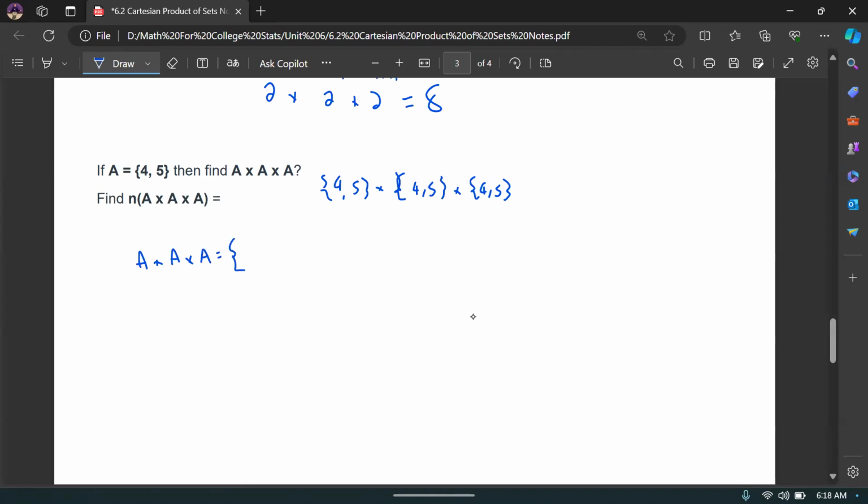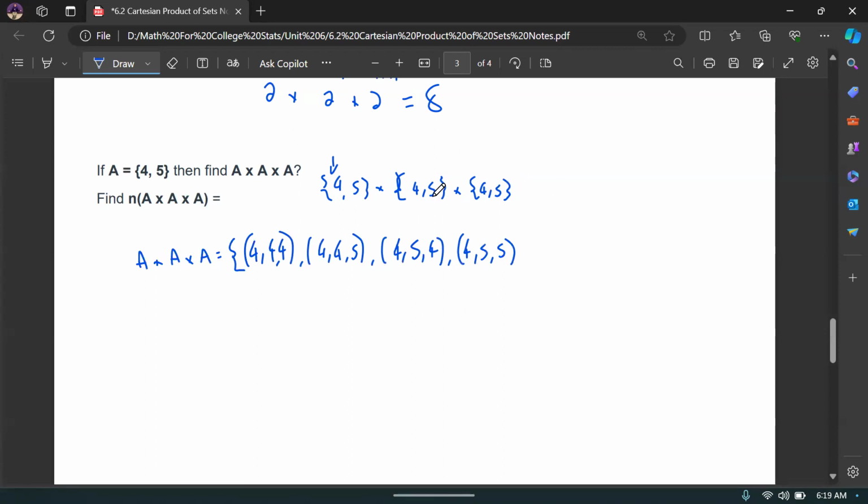So we're gonna start with this 4. So we'll have 4, 4, 4, 4, 4, 5, 4, 5, 4, and 4, 5, 5, right? Just every combination that we can make out. So 4, 4, 4. And then 4, 4, 5, 4, 5, 4, 4, 5, 5.